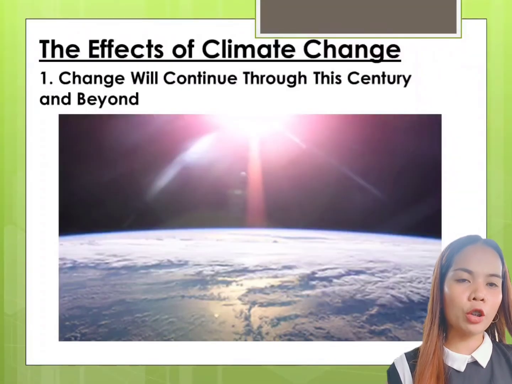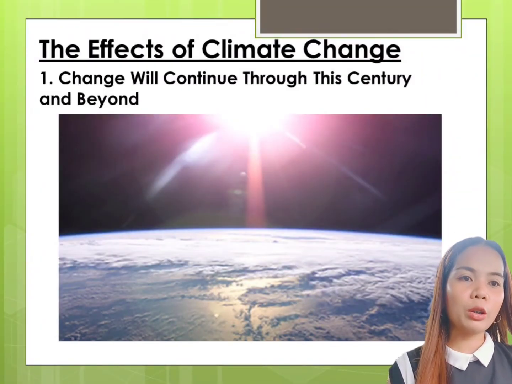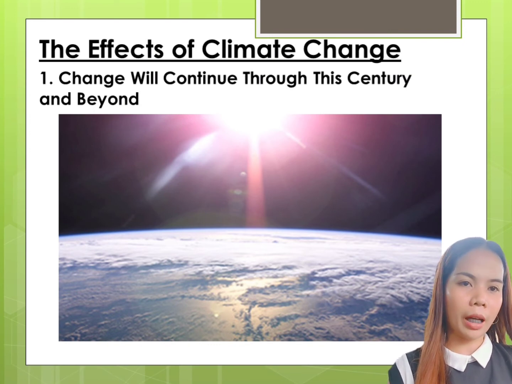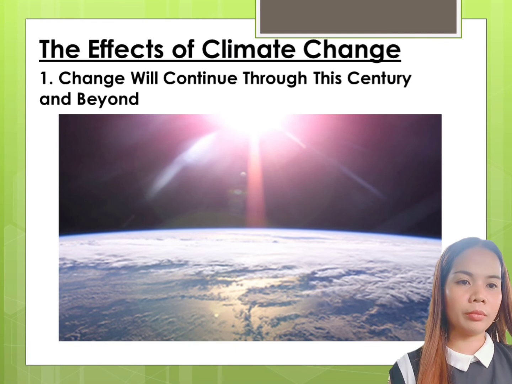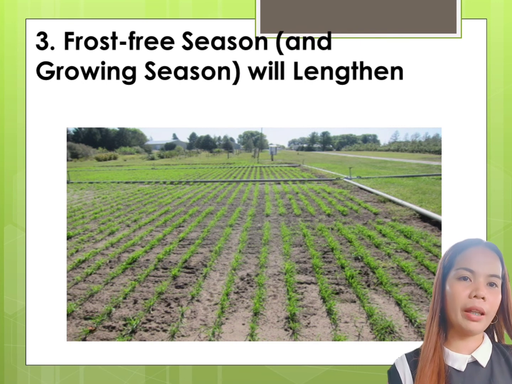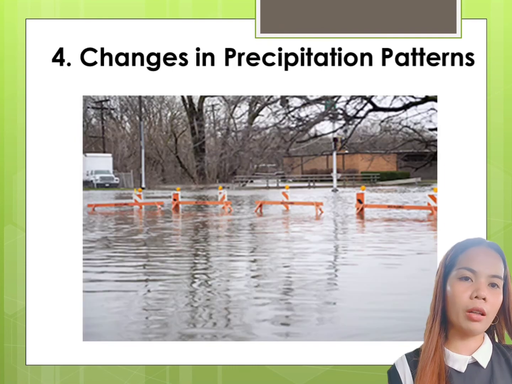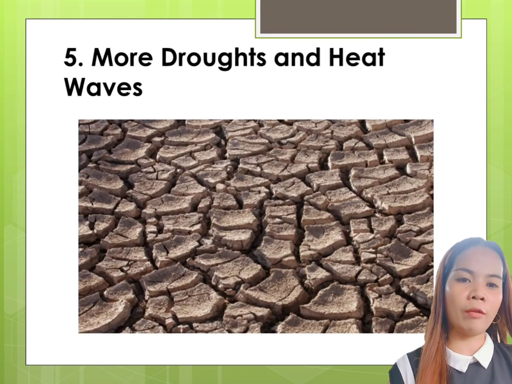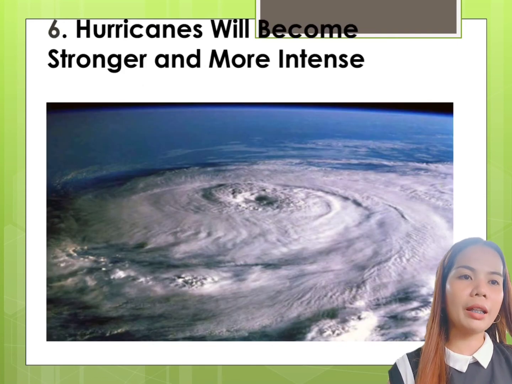The effects of climate change. Change will continue through this century and beyond. That's the first. Next, temperatures will continue to rise. Number 3, frost-free season and growing season will lengthen. So take a look at the picture. Number 4, changes in precipitation patterns. Number 5, more droughts and heat waves. Number 6, hurricanes will become stronger and more intense.